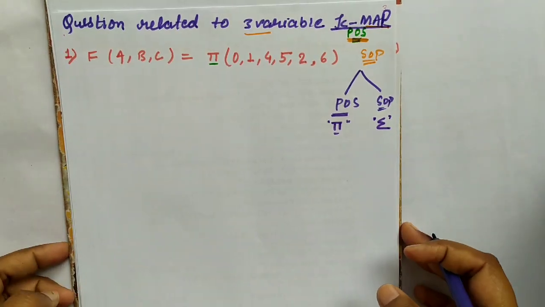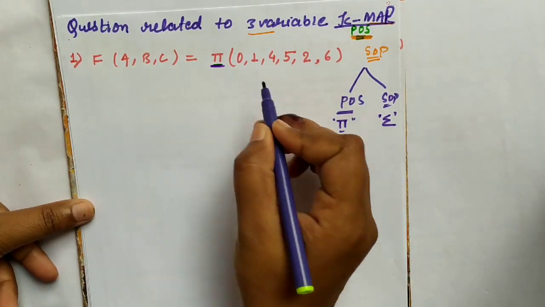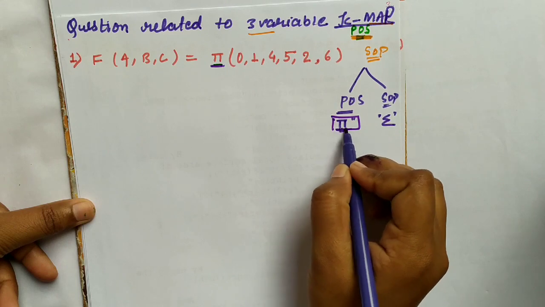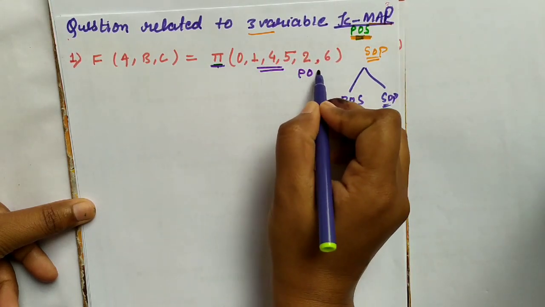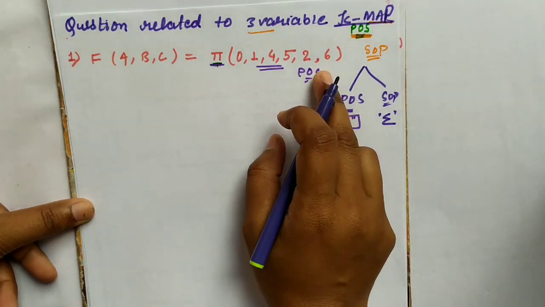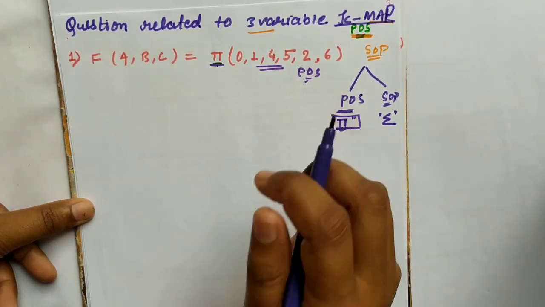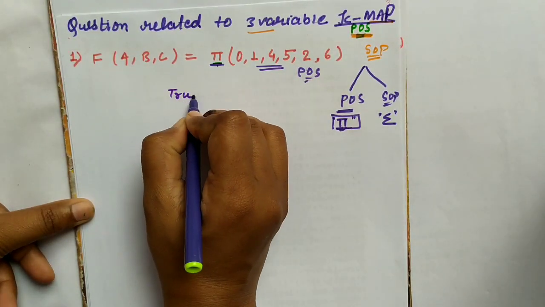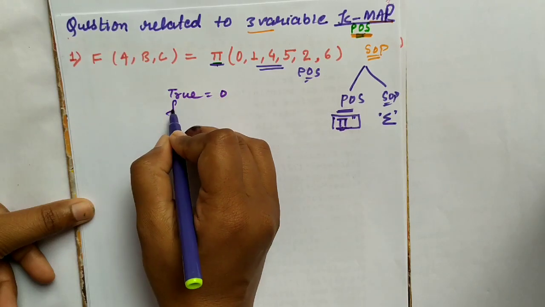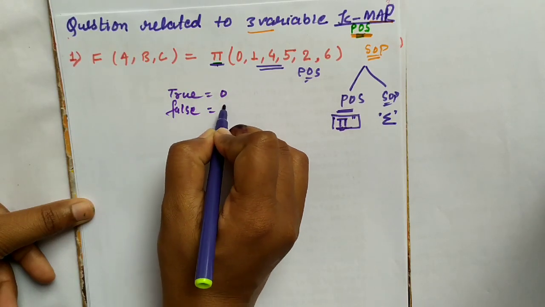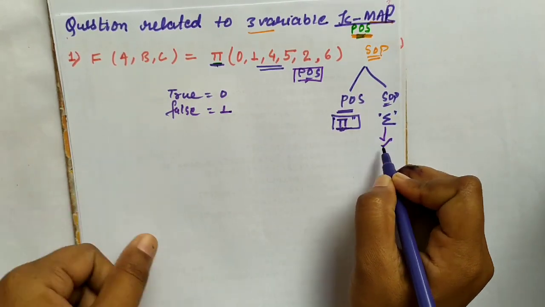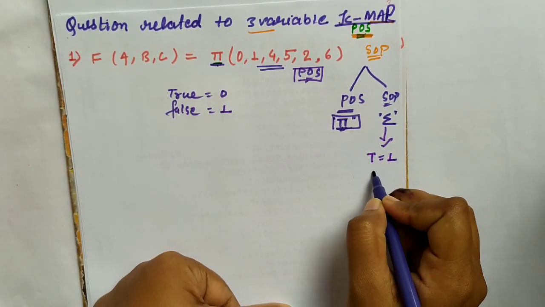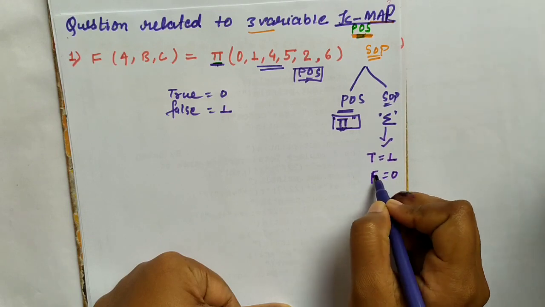So here is the sign that is pi. That sign indicates that this is a question of POS. For the POS, true means 0 and false means 1. But in the SOP, true means 1 and false means 0.